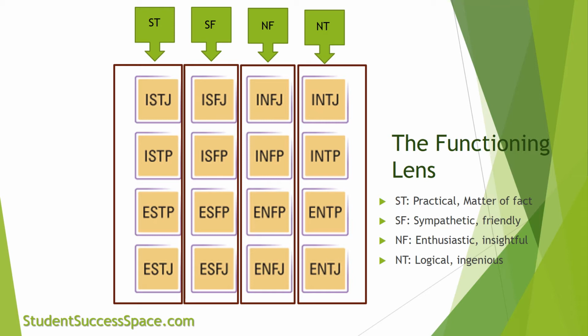They correspond to a combination of the 2 functions: a preferred mode of taking in information, which would be sensing or intuition, and a preferred mode of evaluating the information, which is thinking or feeling. So our STs are practical, they're more matter of fact, in contrast to the SFs, which are sympathetic and friendly. NFs are enthusiastic and insightful, and NTs are logical and very ingenious.